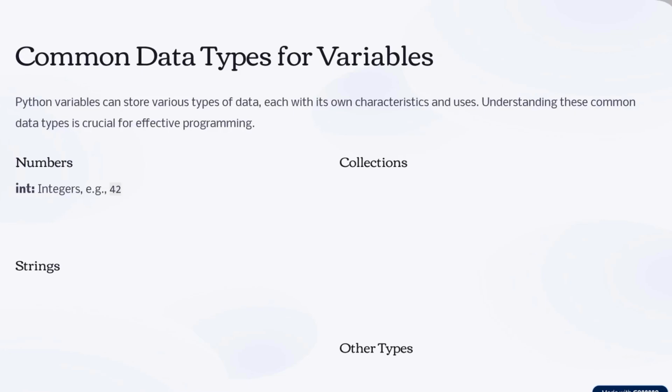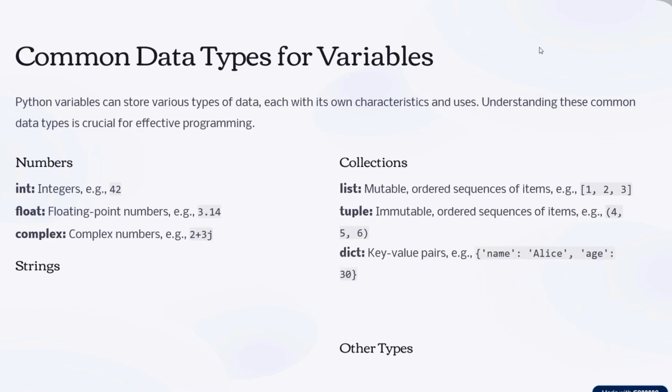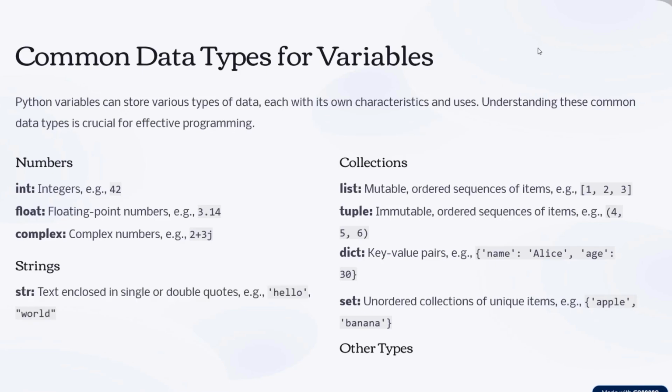First, we have numbers, like integers, a normal number like 42, and then we have float, which is also a normal number but contains a decimal, and then we have complex numbers. And we move over to the collections. List: a mutable ordered sequence of items, mutable meaning it can be edited mid-code. Tuple: immutable, meaning it cannot be edited, like 456 or 123. And then we have dictionary, key-value pairs, for example name is Alice and age is 30. Then we have a set, an unordered collection of unique items, like apple and banana. And then we have strings, a normal string that's str in the code, like hello or world. And then we have other types like boolean, true, false, and custom objects.